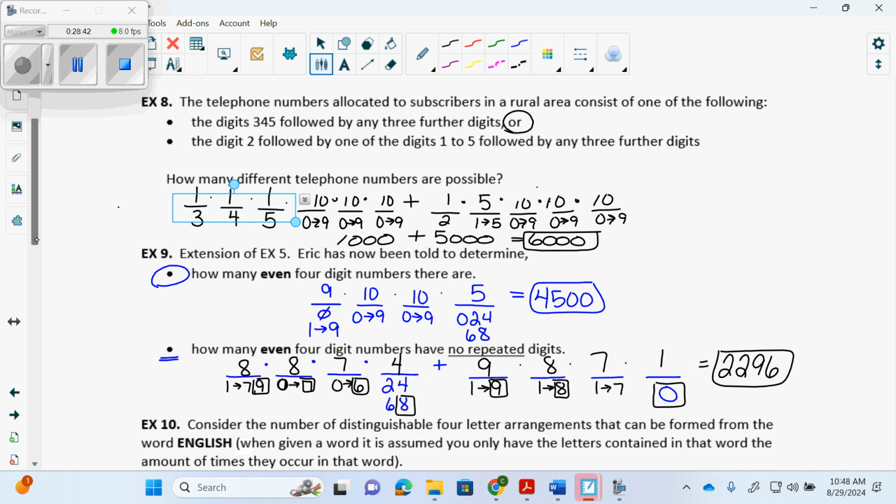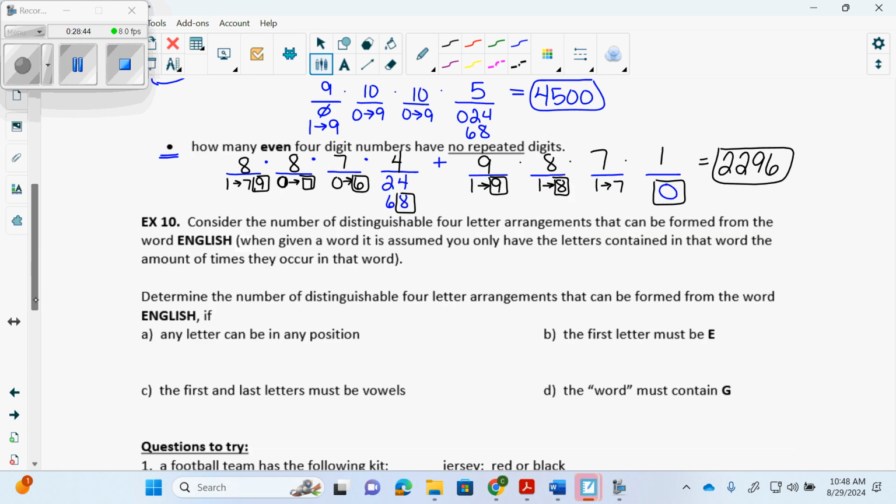So, let's read the question. Consider the number of distinguishable. Distinguishable just means they look different. Like if you have left, and then I switch the P's and you have left, do they look any different? No. So those would not be distinguishable. But if I gave you left and then I gave you help, those are different. You do not need to bring out a Scrabble book to see if a word is real.